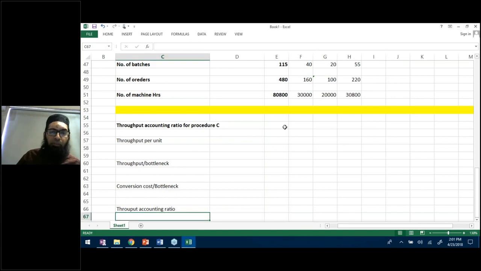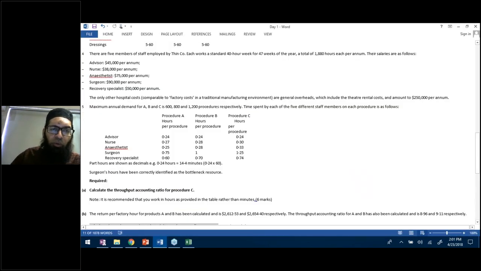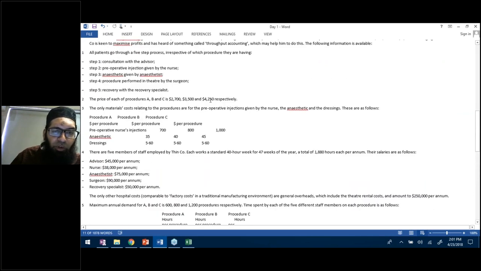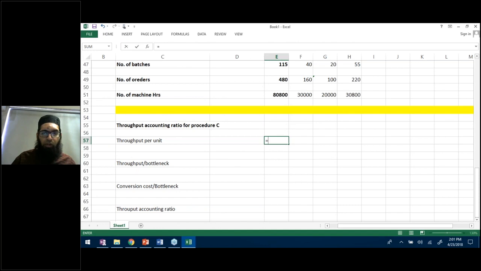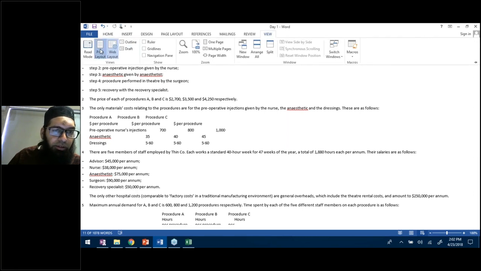Now coming to the solution part, first of all, let's calculate the throughput per unit. The formula for throughput per unit will be selling price minus the material cost. Now remember that we are only calculating it for procedure C. The procedure C selling price is 4250, so I should write 4250 minus. Then the material costs are of 3. Let me view it in the print layout.